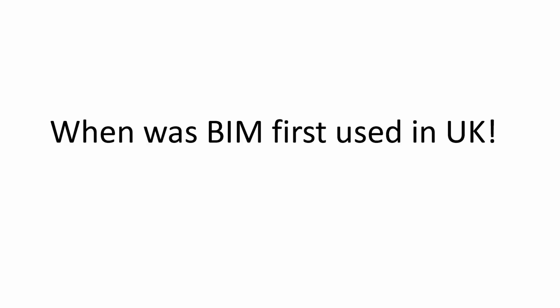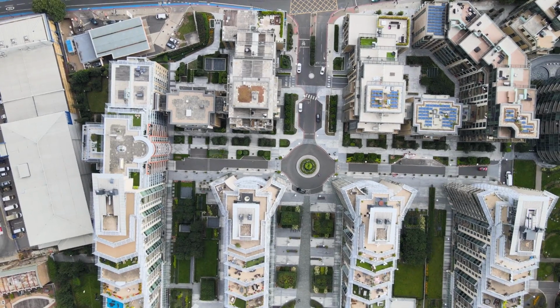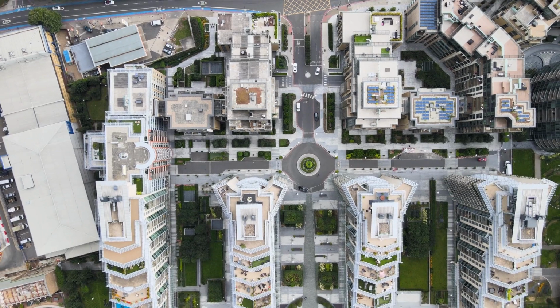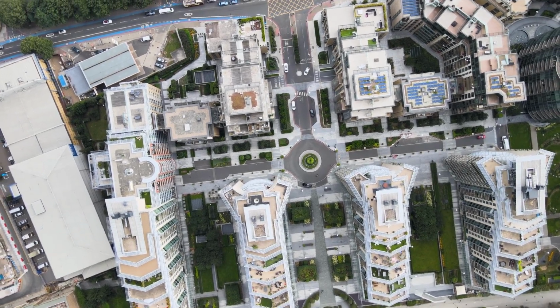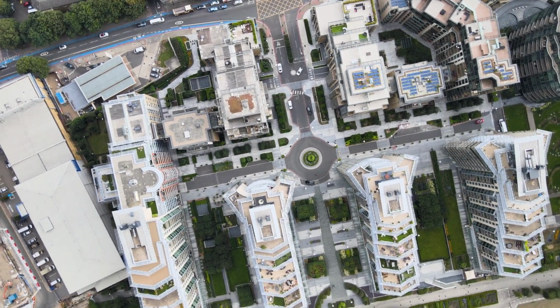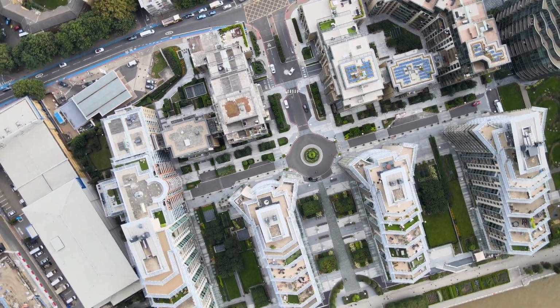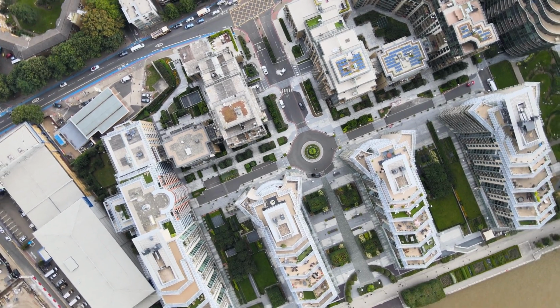When was BIM first used in the UK? Early 2000s. Early adopters in the UK construction industry began experimenting with BIM-like tools, particularly in large or complex projects. 2007 to 2010. Increased industry awareness and pilot projects using BIM tools like Autodesk Revit, Bentley, and ArchiCAD.